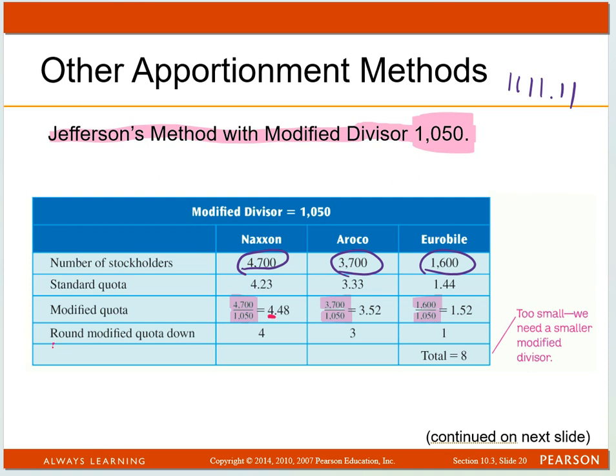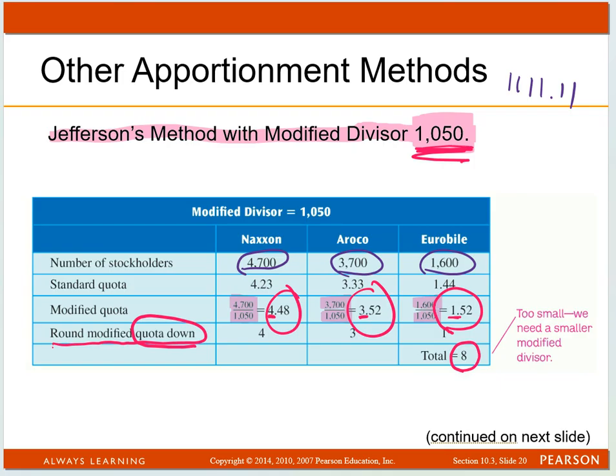And again, Jefferson rounds the modified quota down to the lower quota. So he goes to the 4. 3.52, he goes 3. 1.52, he goes 1. That only adds up to 8. It's still too small, so we're going to have to modify it again. Remember, you're trying to get one of these numbers to become bigger. So what you're dividing by has to get smaller.